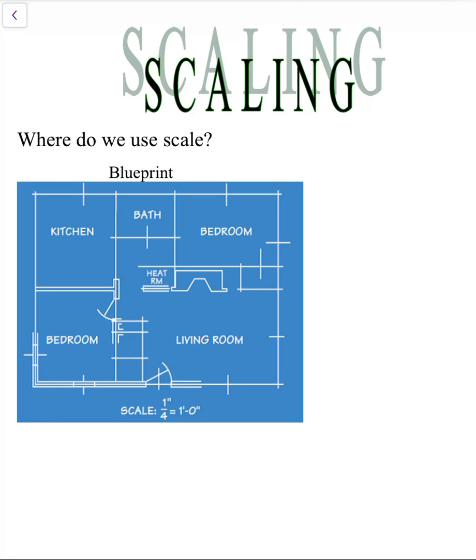So we use a scale on a blueprint. If you ever go look for an apartment or you're going to buy a house, they're going to show you a blueprint, a model of what the place looks like. And on this blueprint, we have a scale right there. It says that 1/4 inch, the little two lines that stand for inches, equals 1 foot. The little one line means foot. So 1/4 inch on this blueprint will be equal to 1 foot in real life.